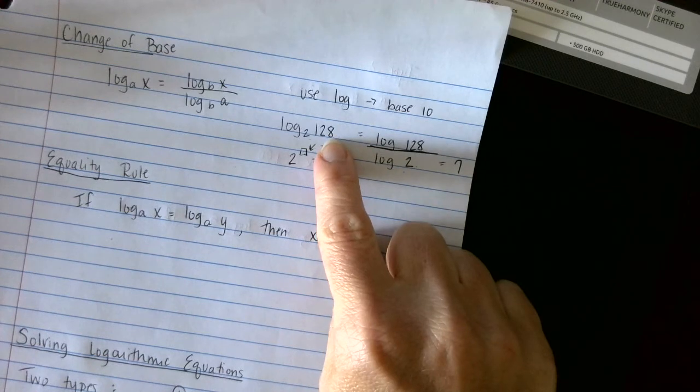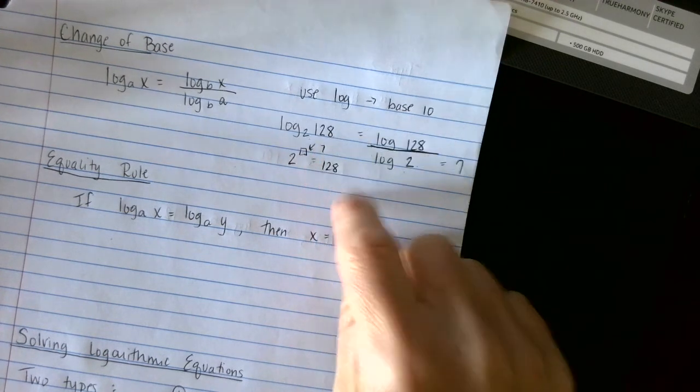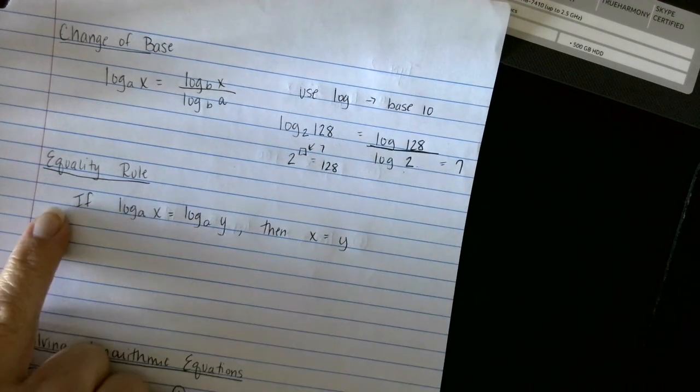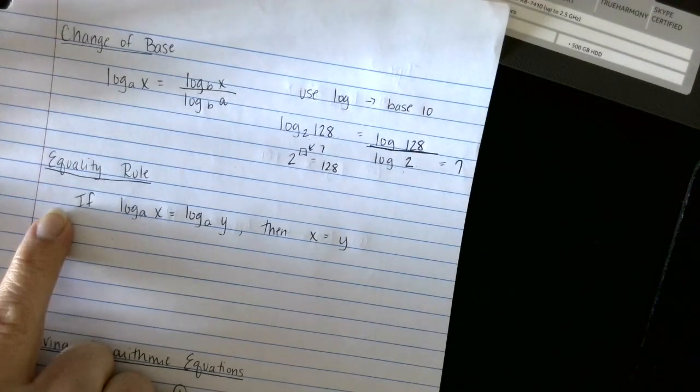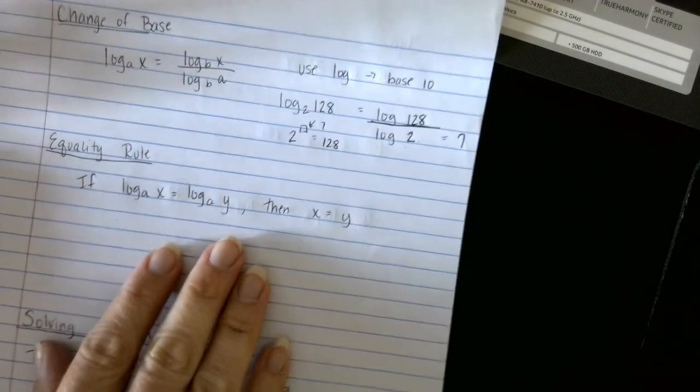They may not come out nicely from here on out because I can use my change of base formula. All right, and then the other rule that we're going to talk about is the equality rule, which, if you think too much about it, makes a lot of sense.